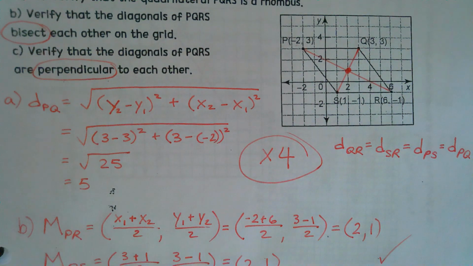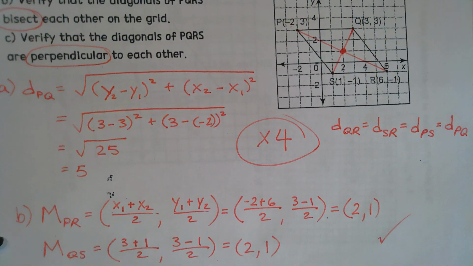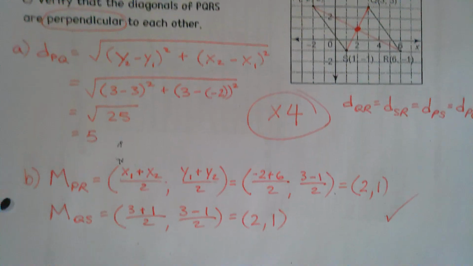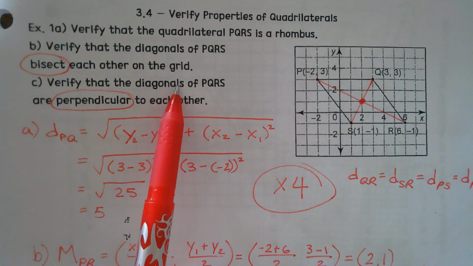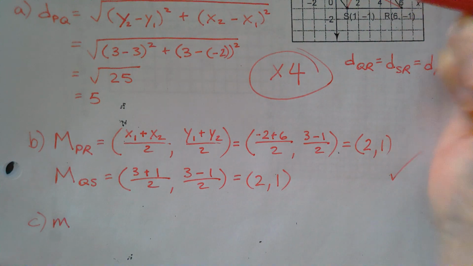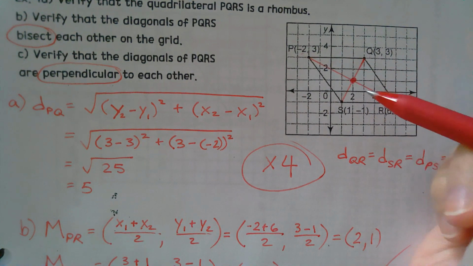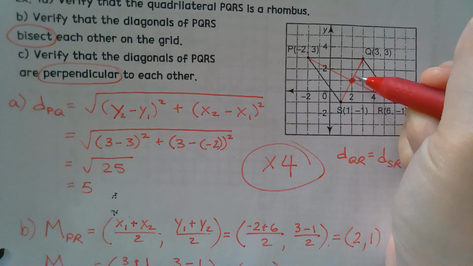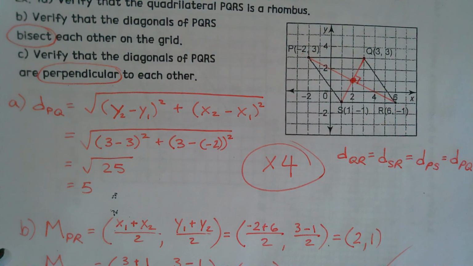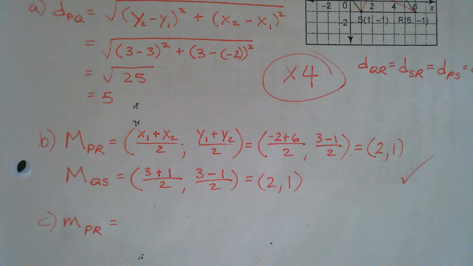Okay, and I heard the word. When we talk about perpendicular, what comes to mind? Slope. So the last thing that I want to check is the slope of my diagonals. We have to do all four? Not all four. You're just checking the diagonals. You're checking to see if this is 90 degrees. So I'm just doing slope between PR.